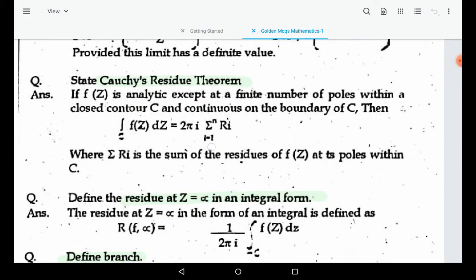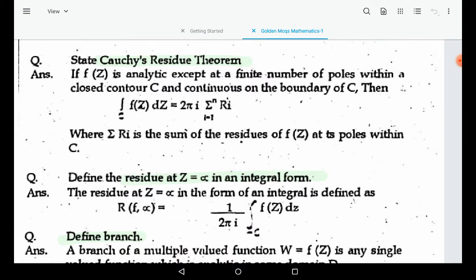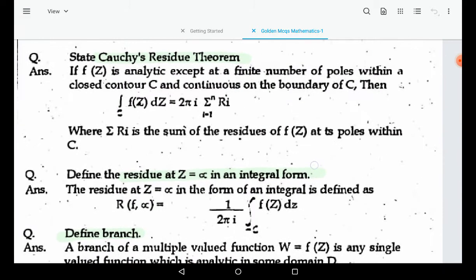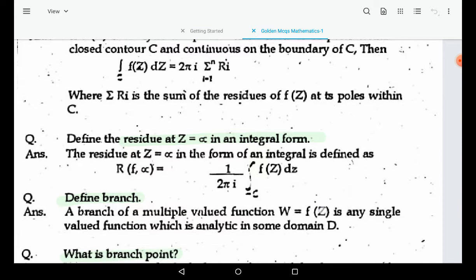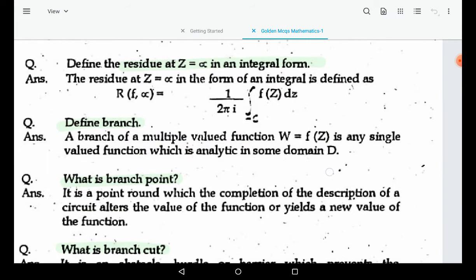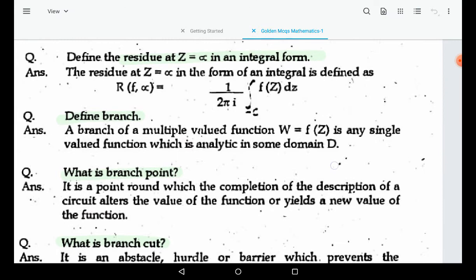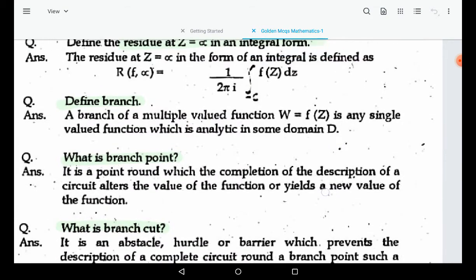State Cauchy residue theorem. Let f(z) be analytic except at a finite number of poles within a closed contour C and continuous on the boundary of C, then the integral of f(z) dz equals 2 pi i times the sum of the residues of f(z) at the poles within C. Define the residue at z = infinity in integral form: the residue of f at infinity is 1/(2 pi i) times the integral over C of f(z) dz.